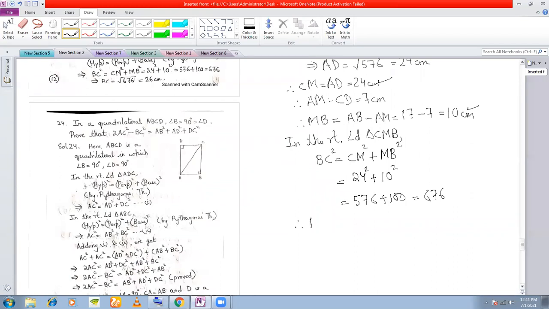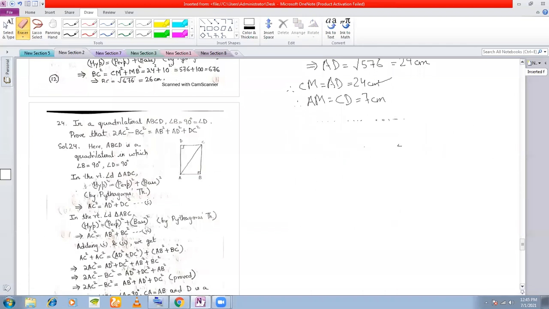Therefore, BC will be square root of 676, which you can find by the prime factorization method or by the square root method. Square root method is better. You can find this out to be 26 centimeters. That's it. That is the length we needed to calculate. Any question on this problem? No, sir.